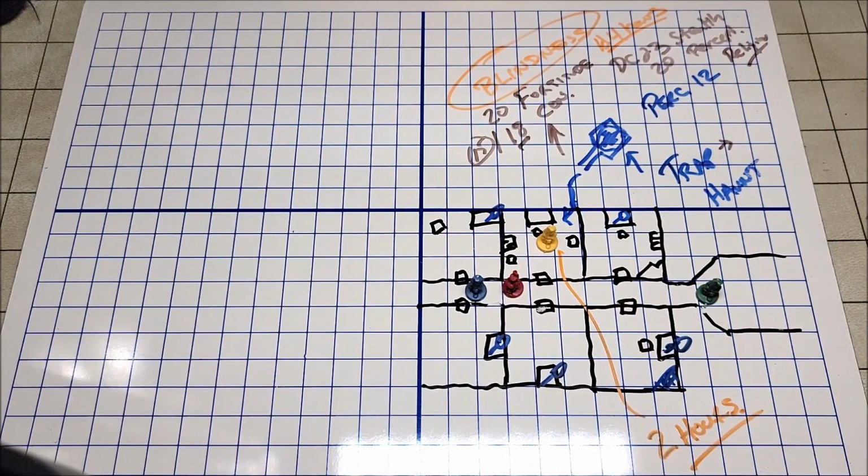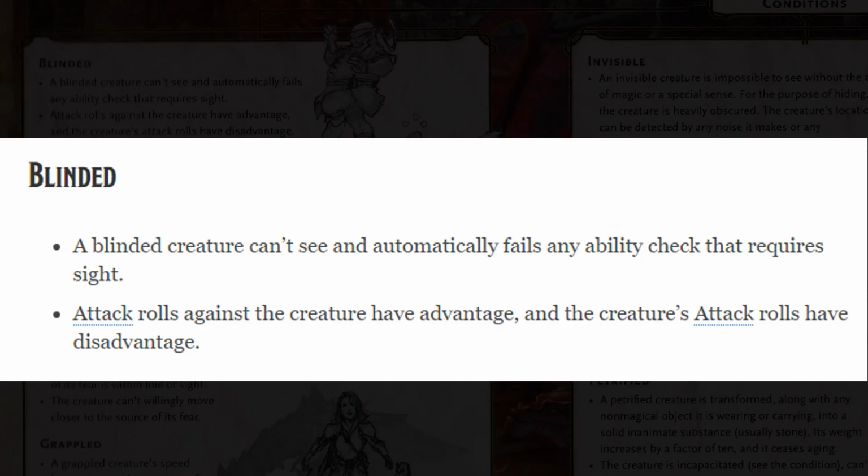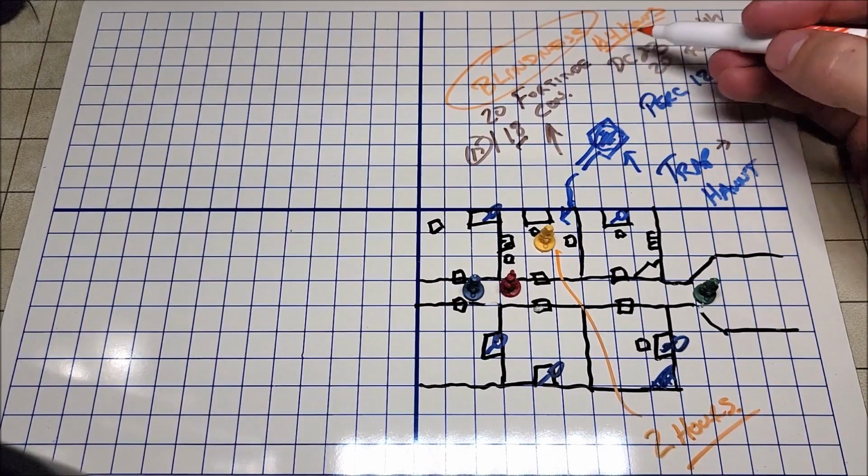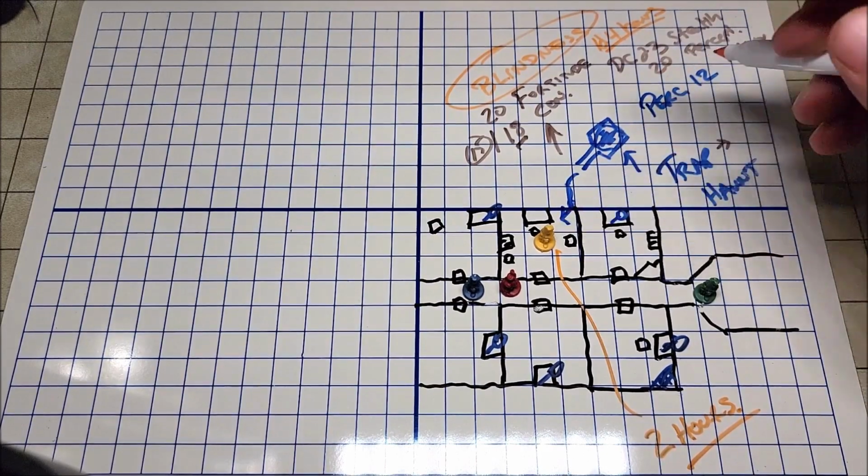Now, just a reminder, for 5th edition, the condition blinded means a blinded creature can't see and automatically fails any ability check that requires sight. And attack rolls against the creature have advantage, and the creature's attack rolls have disadvantage. Now it's up to you what happens. We have 2 hours of blindness on this character.